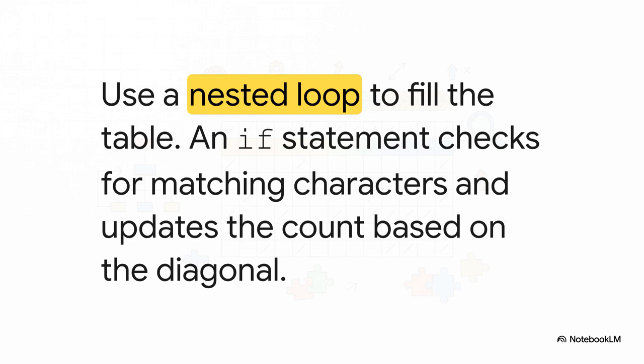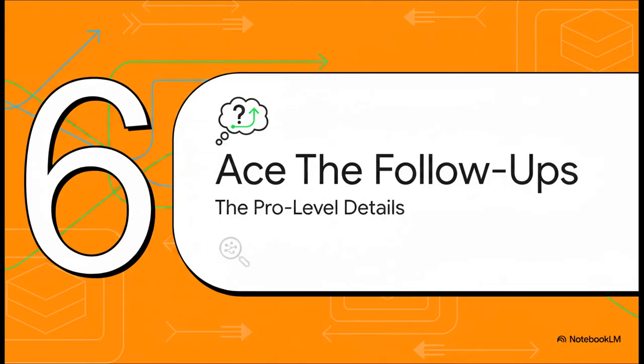Inside, there's a simple if statement. Do the characters match? If they do, we set the current cell to be 1 plus whatever is in the diagonal cell. And the whole time, we're just updating a variable to keep track of the max length we've found. Just finding the length is great, but a really sharp interviewer is going to push you a little further. And getting these follow-up questions right, that's what separates a good answer from a great one.